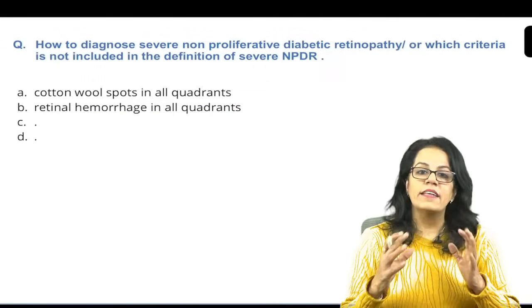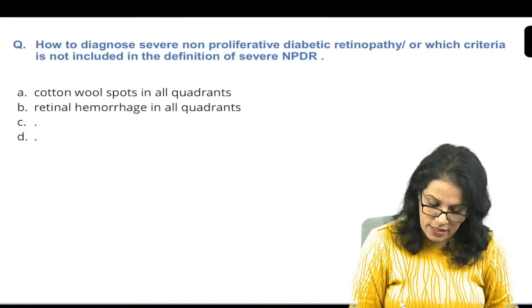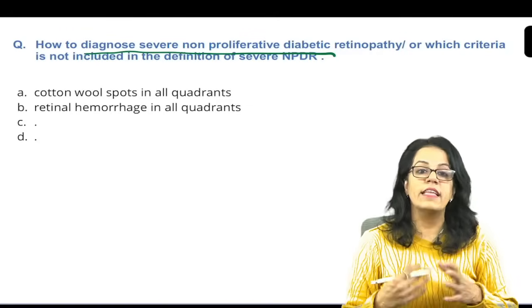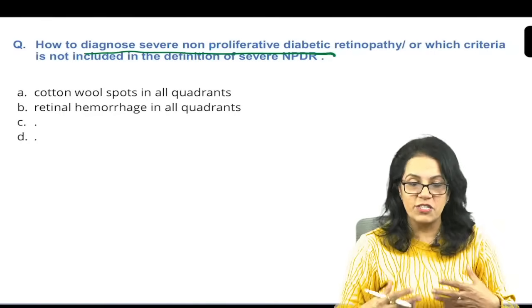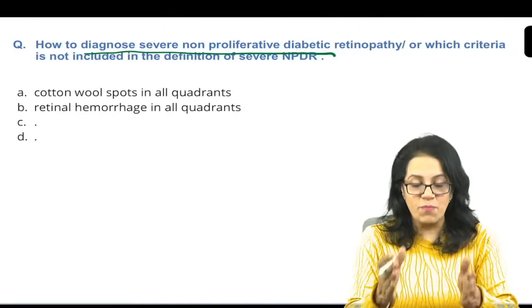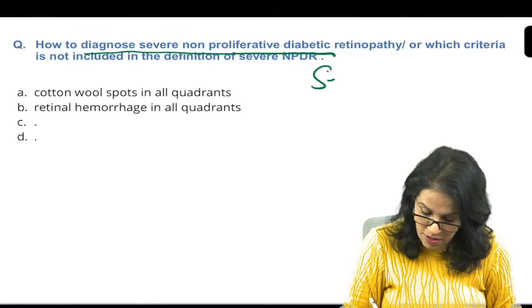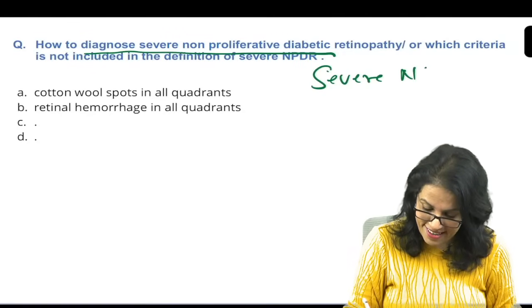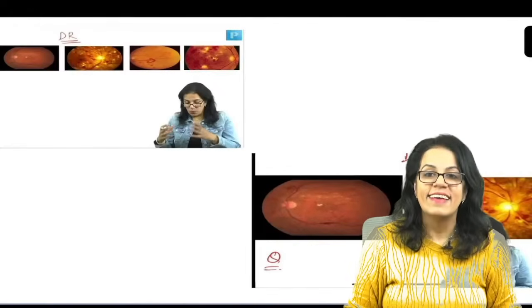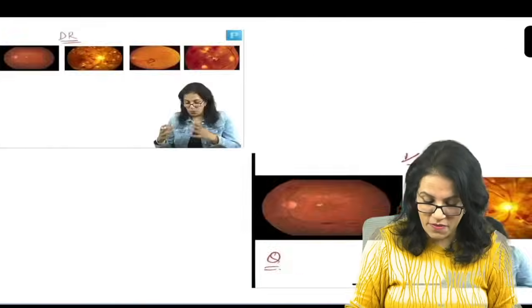Now, I am getting again different versions of this question, that what is the diagnosis of severe NPDR, or what are the criteria which are not included in the definition of severe NPDR. Either way, whatever is the question, you are supposed to know how do you define severe NPDR. Again, remember, this is already dealt in your class. Okay? क्या पढ़ाया था? What is severe NPDR?